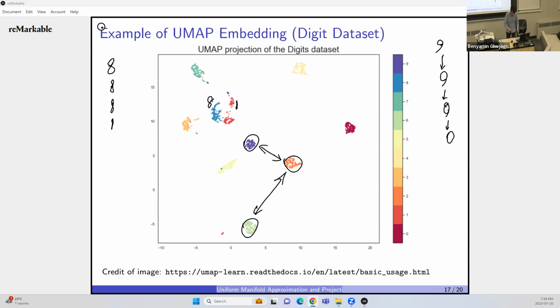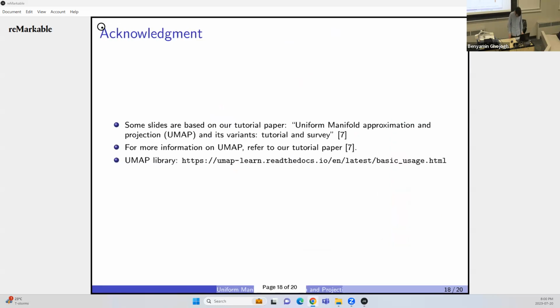Or, you have 9. You can traverse the space, so gradually it becomes like 8. Something like that. So you can modify the digits so they become close, similar to each other. And some slides are based on our tutorial paper, Uniform Manifold Approximation and Projection, UMAP and its variants, tutorial and survey. For more information on UMAP, refer to our tutorial paper or the chapter of our textbook.